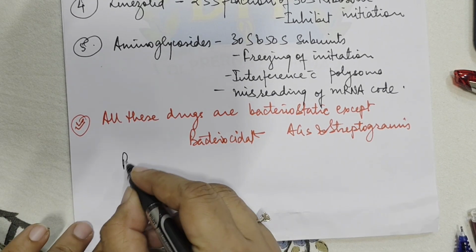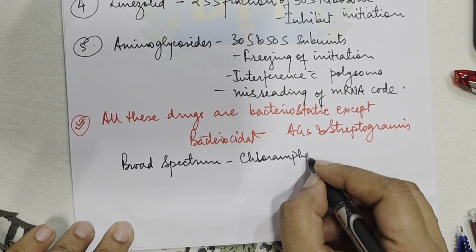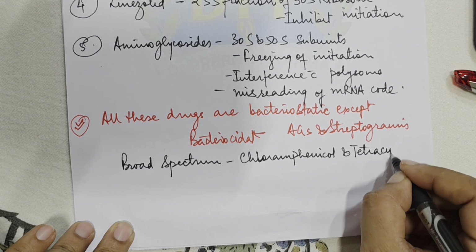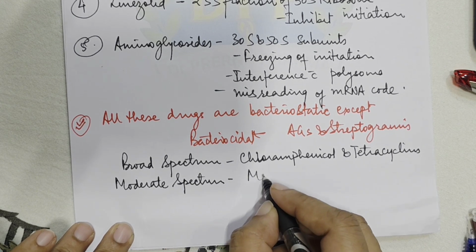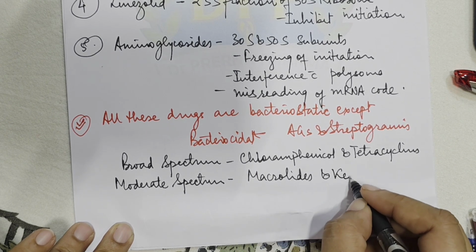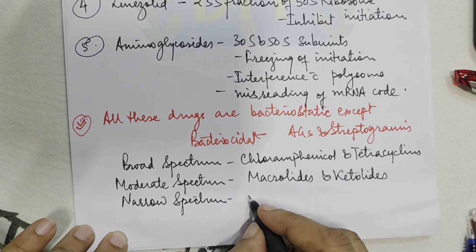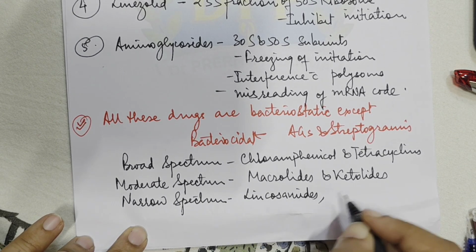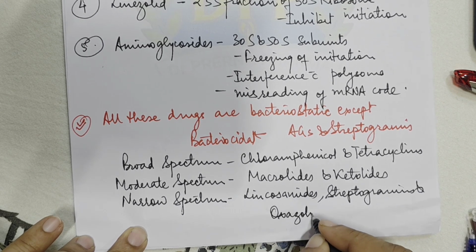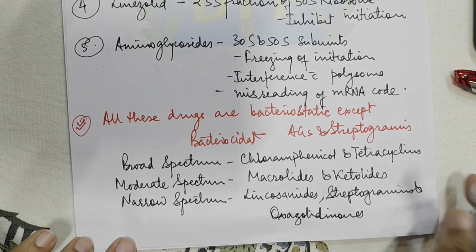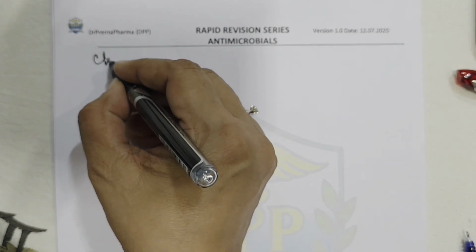Again, another type of classification is there, that is by spectrum. Broad spectrum includes chloramphenicol and tetracyclines. Then drugs having moderate spectrum are macrolides and ketolides, and drugs having narrow spectrum are lincosamides, streptogramins and oxazolidinone. Right? So this is about the classification. Now let us see chloramphenicol first.